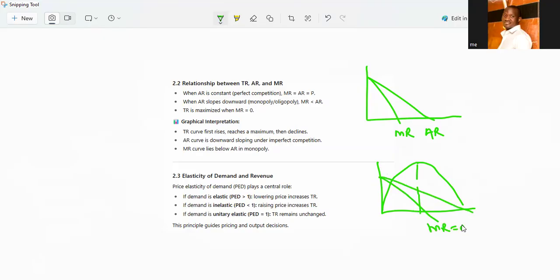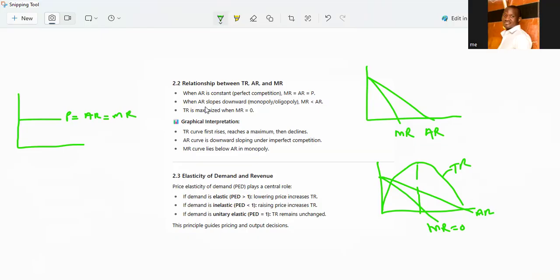To maximize what? Our total revenue. So the relationship that exists is that when average revenue is constant, our marginal revenue is equal to our average revenue, which is equal to price in a perfectly competitive market. So this is a point where the price is equal to average revenue is equal to marginal revenue. This is a point where our average revenue is constant.